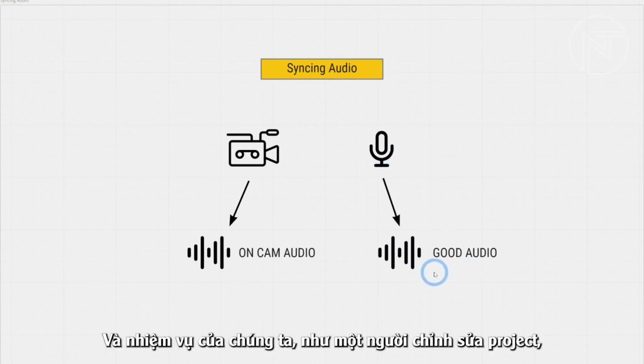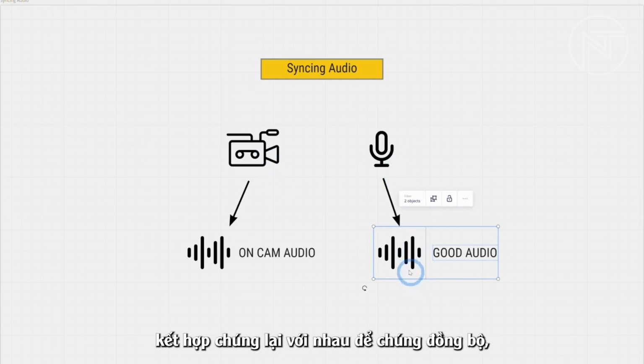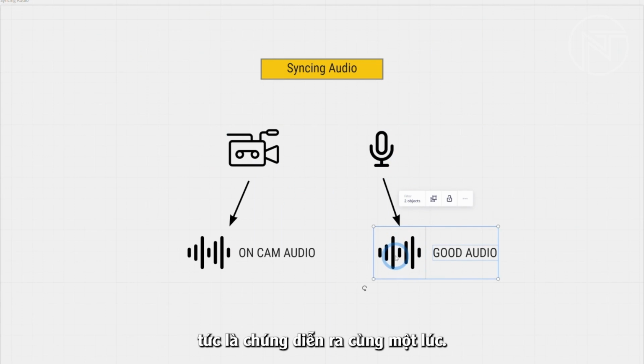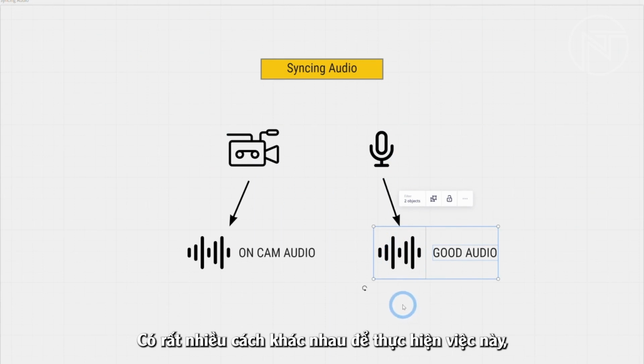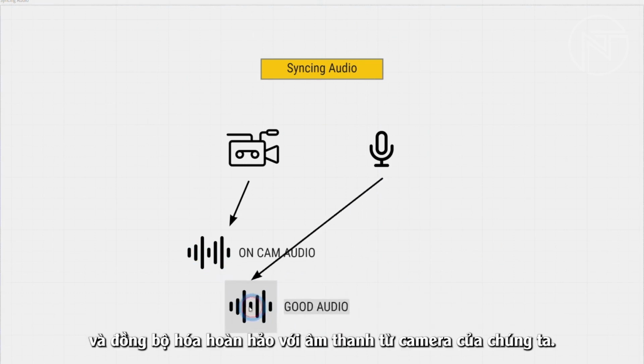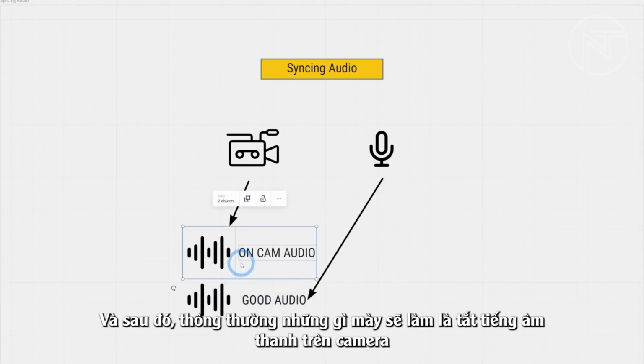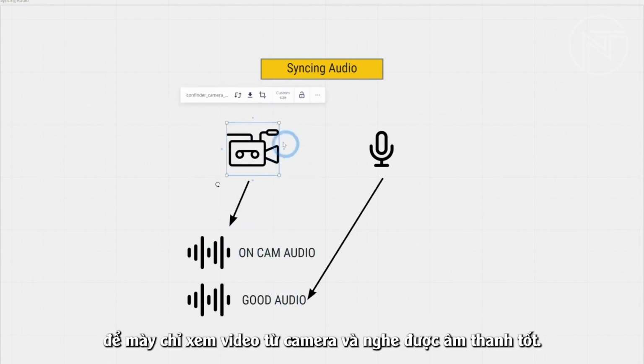And our job as somebody who is editing the project is to take the video from the camera and the audio from the microphone and mix them together so that they are in sync, which means they happen at the same time. There are a lot of different ways to do this, but one of the easiest ways is just to take this good audio and line it up perfectly with the audio from our camera. And then typically what you'll do is mute this on-camera audio so that you're just watching the video from the camera and listening to the good audio.